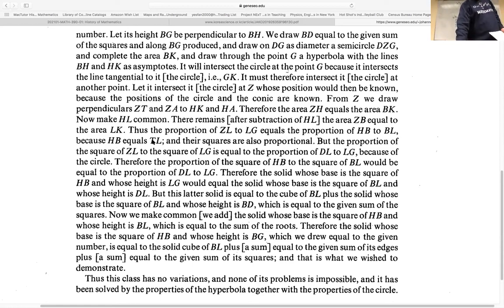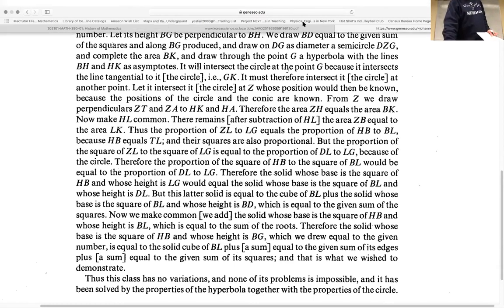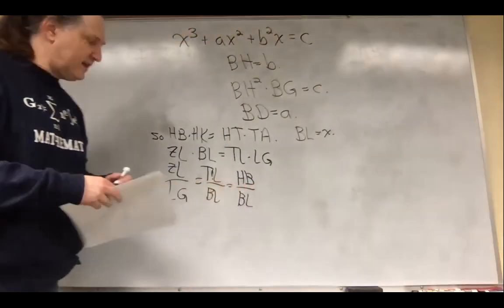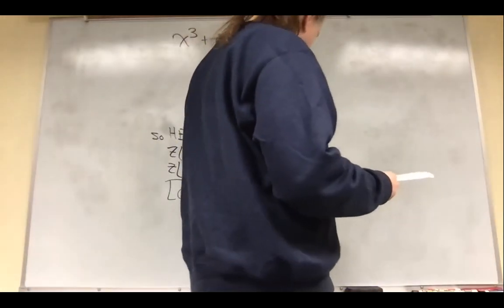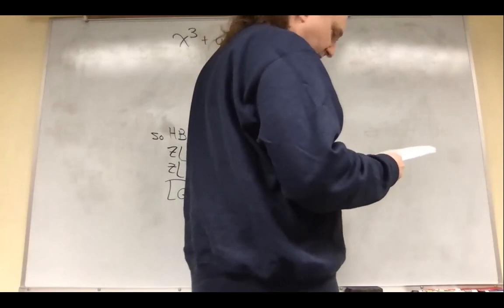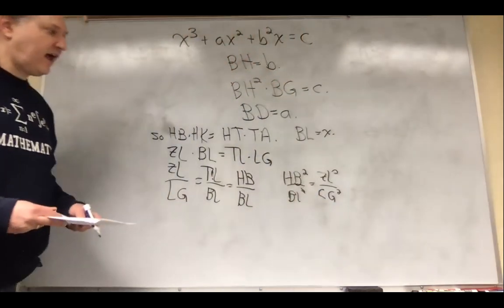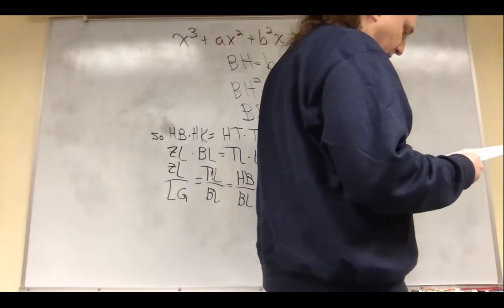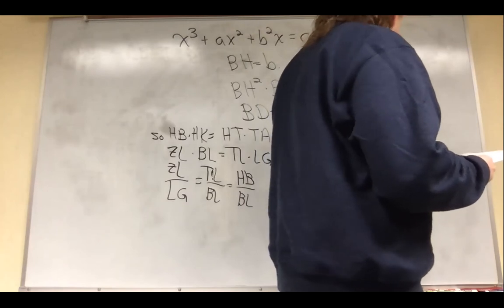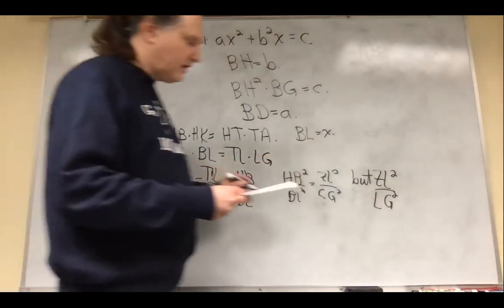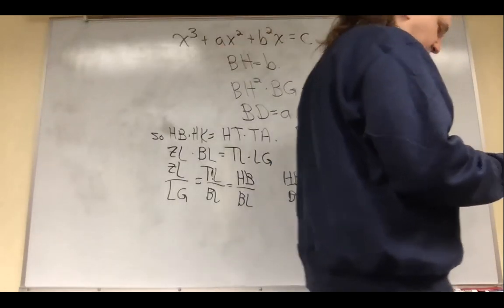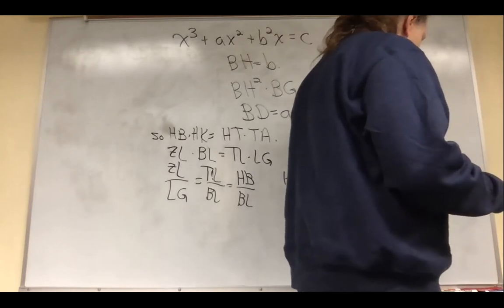Therefore, we have a proportion, and that's the proportion that we had to begin with. And because HB equals TL, we get a new proportion. And then he says, and their squares are also proportional. All right, so let's stop that for a moment. He says, so their squares are also proportional, which is, you start to wonder why he would care about that, but surely true. And then he says, but ZL to LG, this proportion here, is equal to DL to LG, he says, because of the circle.